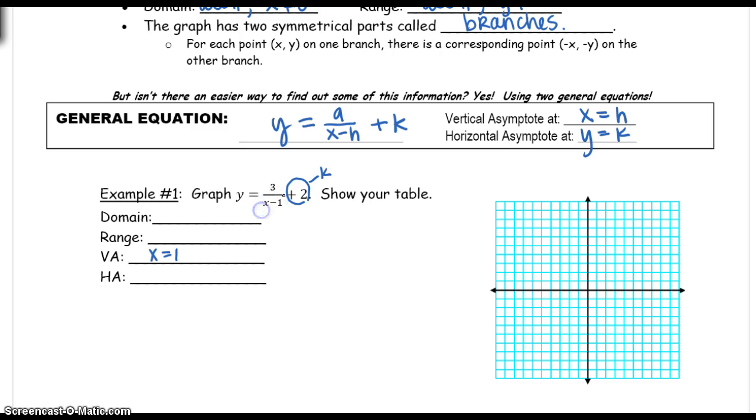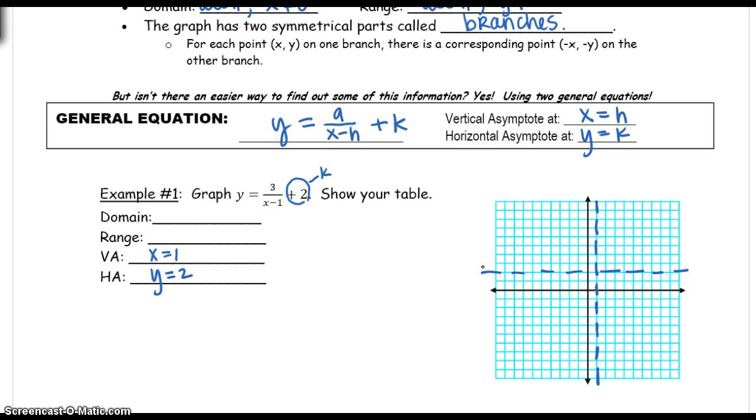Let's talk about the horizontal asymptote right here. I call this the hanger-oner, the guy that's just hanging out at the end of this general equation. He's going to be your horizontal asymptote, so we're going to say y equals 2. Now, let's go ahead and draw those in here. Anytime you're doing an asymptote, you're going to use dotted lines, and there is a reason why I put those in here. They're going to guide us later on.